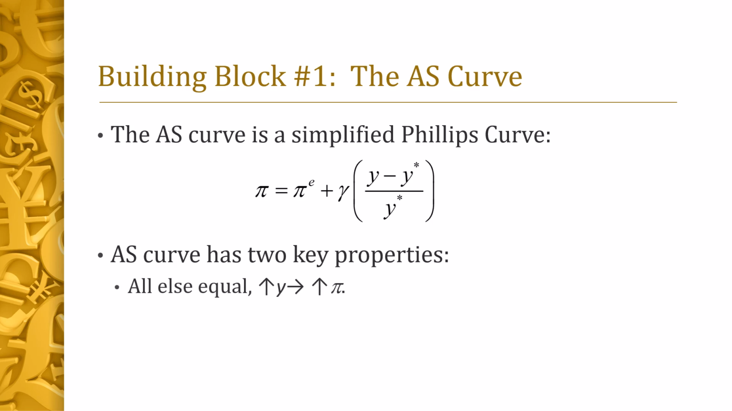First, all else equal, a rise in output y leads to a rise in inflation pi. Second, if output y equals potential output y star, then inflation pi equals expected inflation pi e plus gamma times 0, which is just pi e.